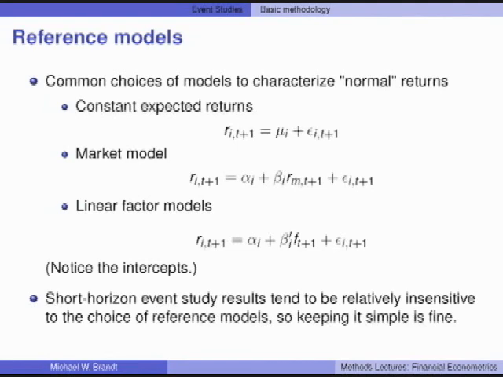Now, it turns out the nice thing about focusing on short horizon event studies is that because expected returns over a short horizon of time are relatively small in magnitude, it actually doesn't matter so much which one of these you pick, or some alternatives. And so the general advice then is to keep it as simple as possible, so long as you're focusing on short horizon windows and not longer horizon event studies.